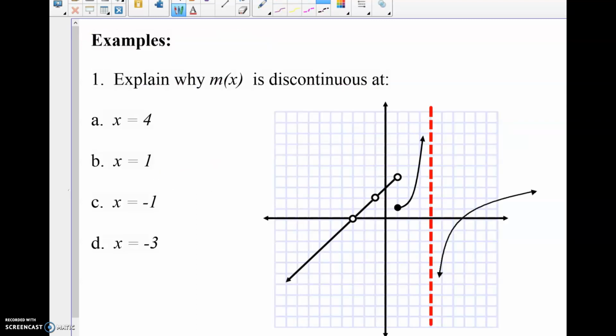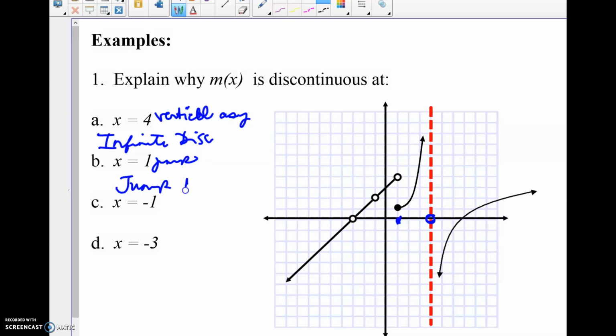Okay, why is it discontinuous at these certain points? At x equals 4, there's a vertical asymptote, so we say that's an infinite discontinuity. At x equals 1, we see there is a jump, and when there's a jump, we call it a jump discontinuity. At x equals -1, here we see there's a hole. When there's a hole, we call it a removable discontinuity. And at x equals -3, also the same thing, a hole, we call it a removable discontinuity.